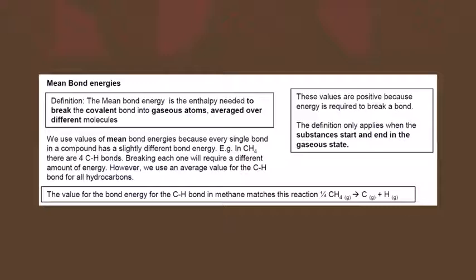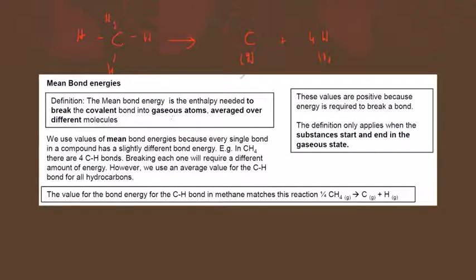So what are the bond energies? Basically the definition of the bond energy, or the mean bond energy first. The mean bond energy is the enthalpy change needed to break a covalent bond into gaseous atoms, averaged over different molecules. For example, if we have methane, which is CH4, how much energy is required to break these bonds and produce carbon and hydrogen atoms, but in a gaseous state?